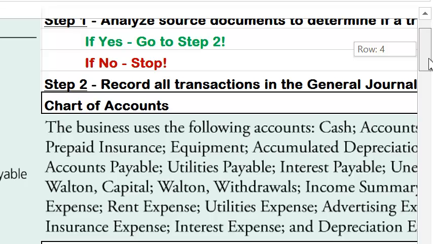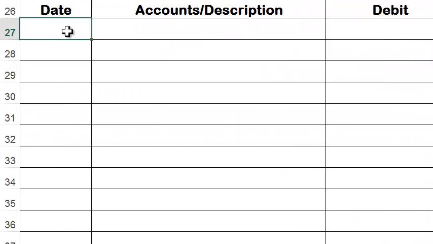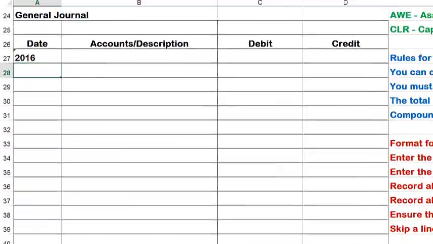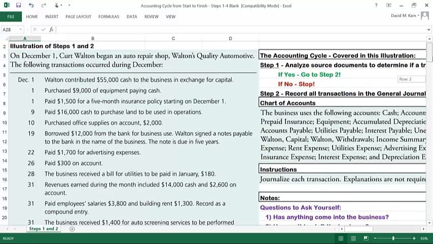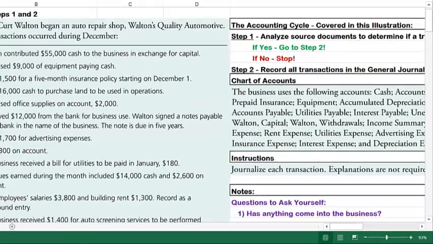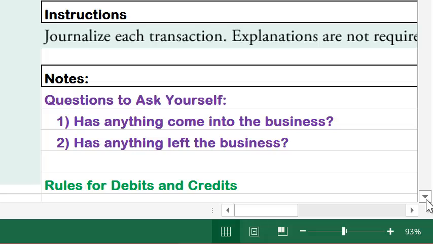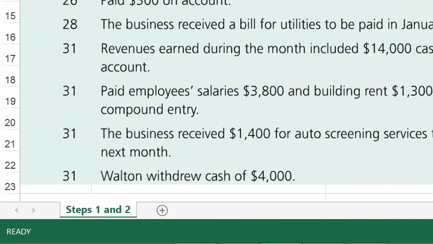Okay, so let's go ahead here. We'll use 2016 as the year, so let's go ahead and put that in our date column there. Oops, 2016. Okay, and so let's look at the first one. It says here, Walton contributed $55,000 of cash to the business in exchange for capital. So again, let's go to the questions to ask yourself. Has anything come in to the business? Has anything left the business? Well, yes, something has come in. It's cash that has come in, and the owner has made an investment and gotten capital for it.